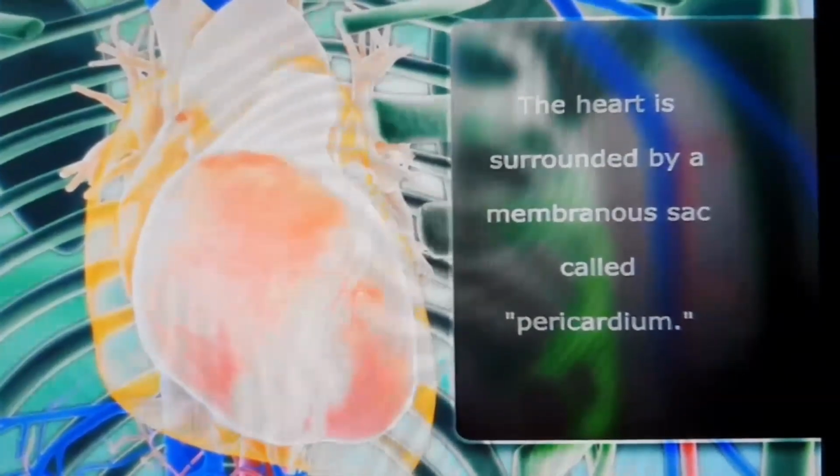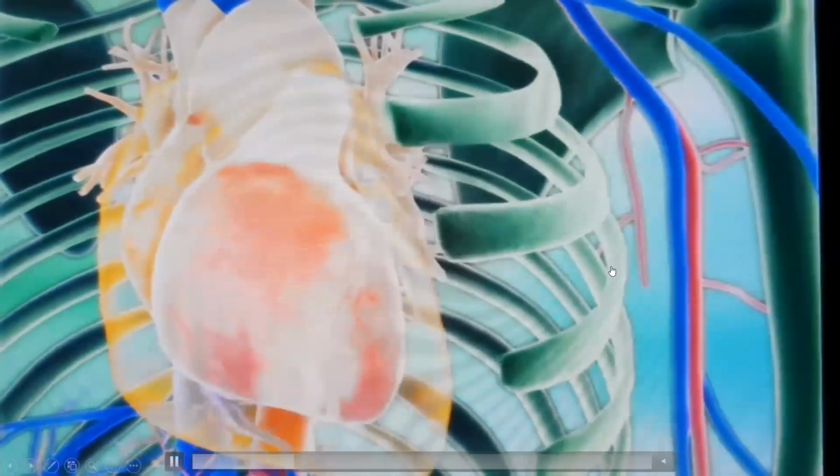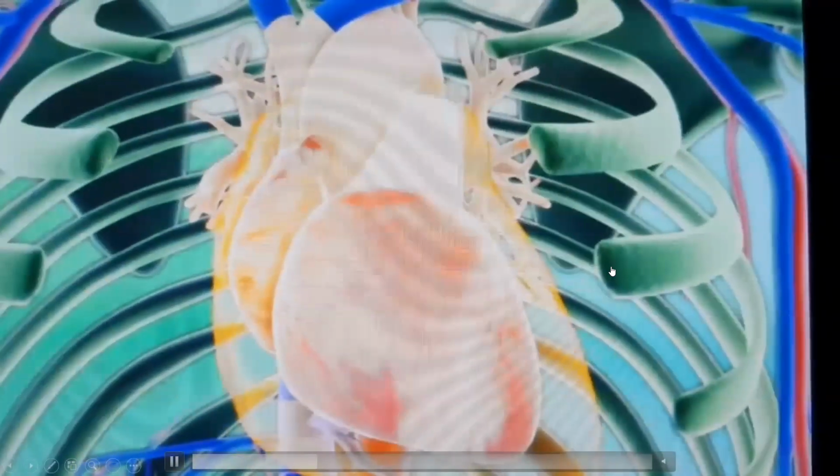The heart is surrounded by a membranous sac called the pericardium. Okay, so there's a space. You can see the white one. We call it the pericardial sac. The heart is within the pericardial sac.